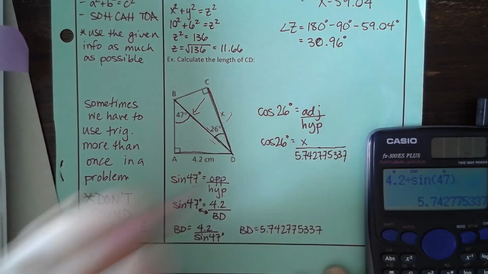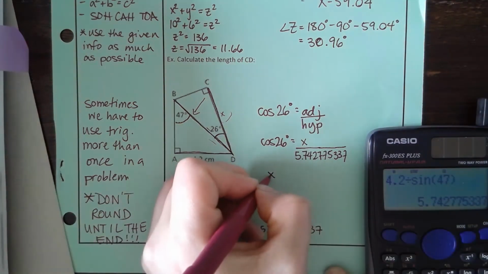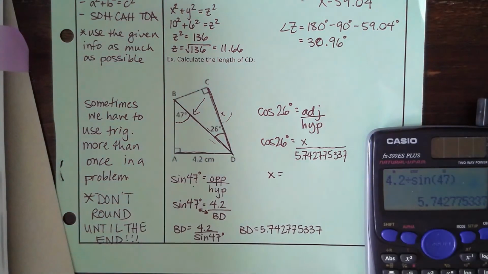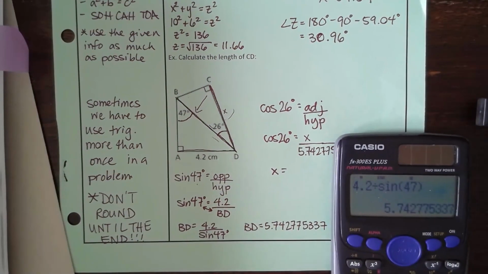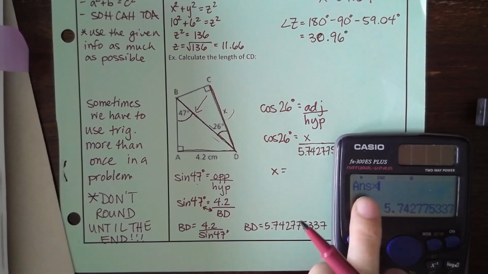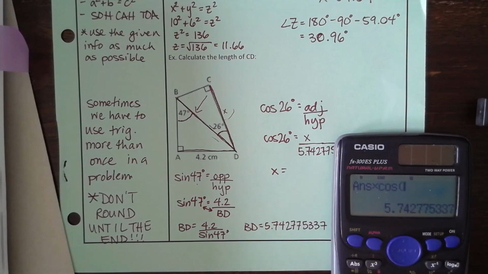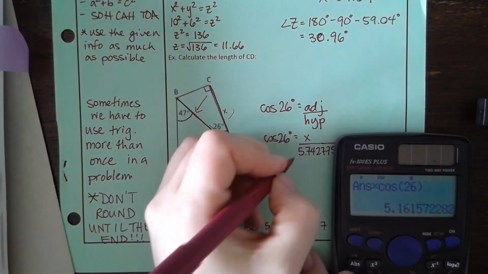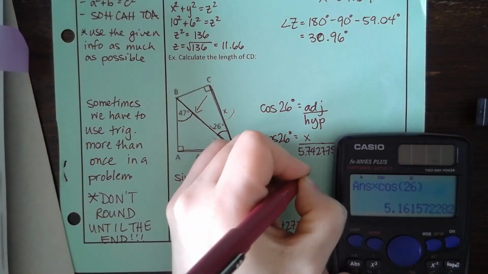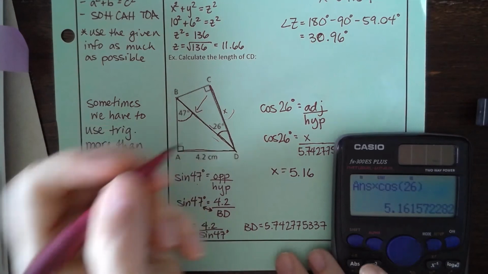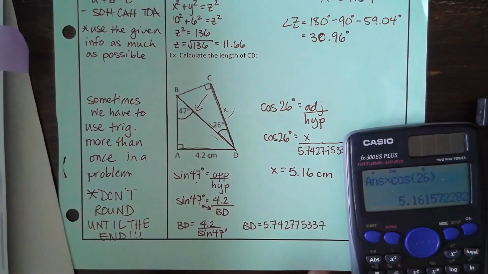Okay, and then my hypotenuse is this 5.742775337. Okay, and when I multiply these guys together, I already have this big long 5.74 blah blah blah in my calculator. I'm just going to times that now, right? It turns into my answer, times cos of 26. So I get x equals 5.16, and we're measuring in centimeters.